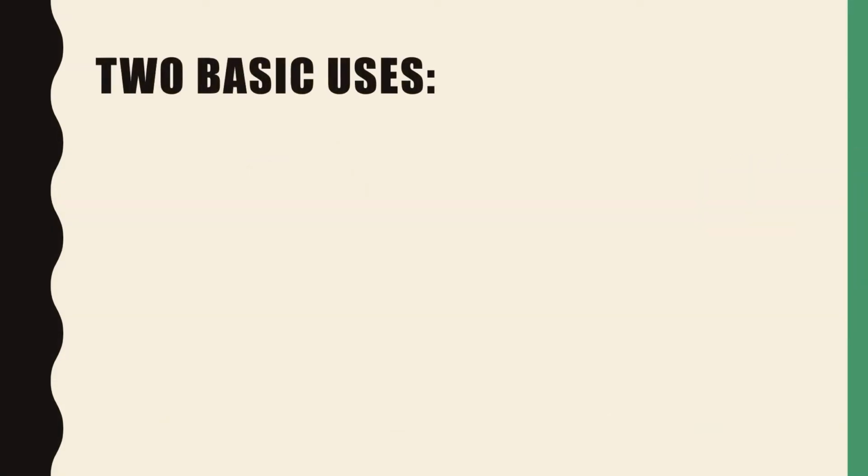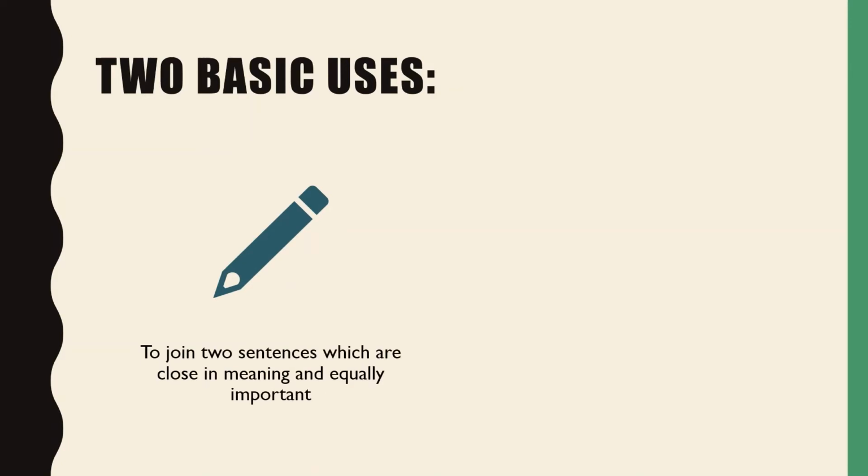So there are two basic uses of the semicolon. The first use is to join two sentences together which are close in meaning but which are equally important. And the second use is to separate complex lists in a sentence.